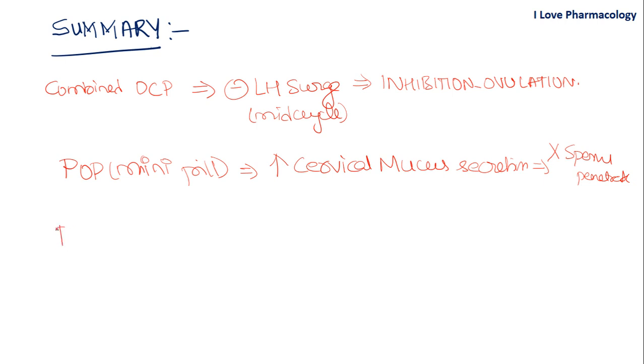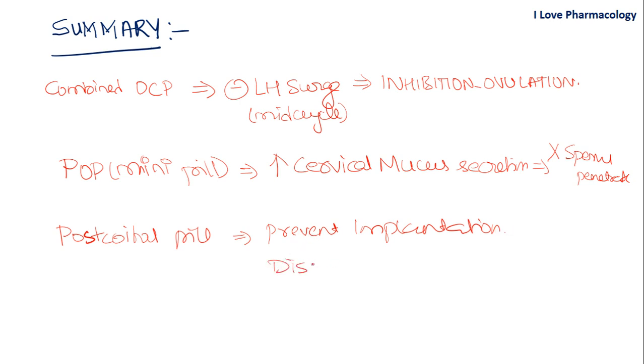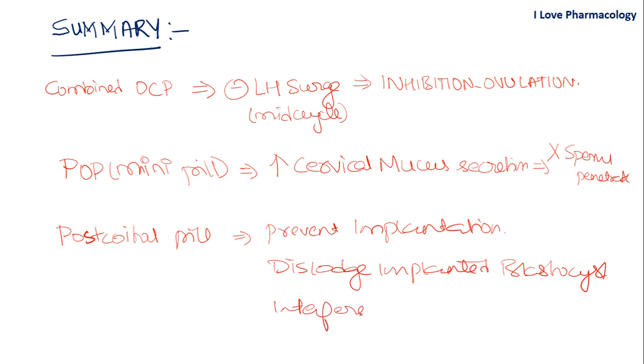Whereas for the postcoital pills, the primary action is to prevent implantation. If fertilization has occurred, the blastocyst will fail to implant. And also they dislodge the implanted blastocyst, and also they interfere with fertilization.